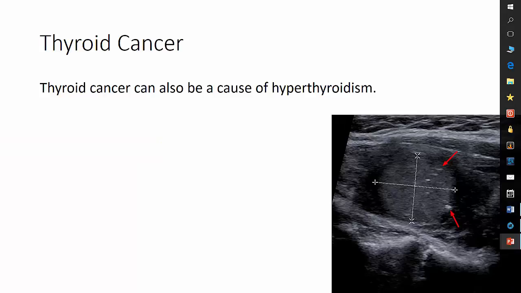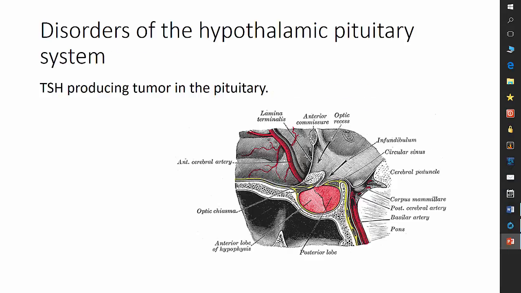Thyroid cancer can also be a cause of hyperthyroidism. Now, an unusual disorder that can cause hyperthyroidism is a disorder in the hypothalamus and pituitary itself, for example, a TSH-producing tumor in the pituitary. Now, in this case, the labs are going to be a bit different. Pause the video and see if you can figure out what the free T4 and the TSH would be in this case.